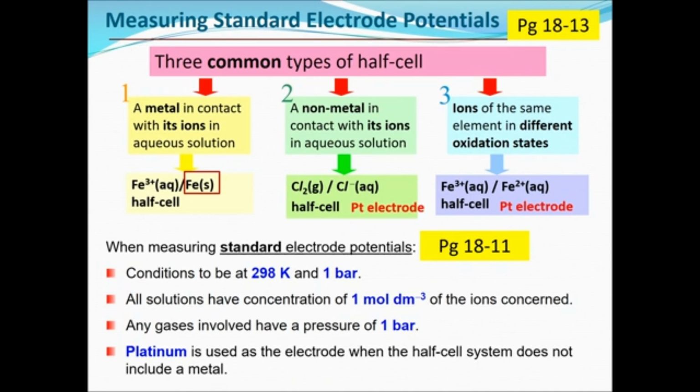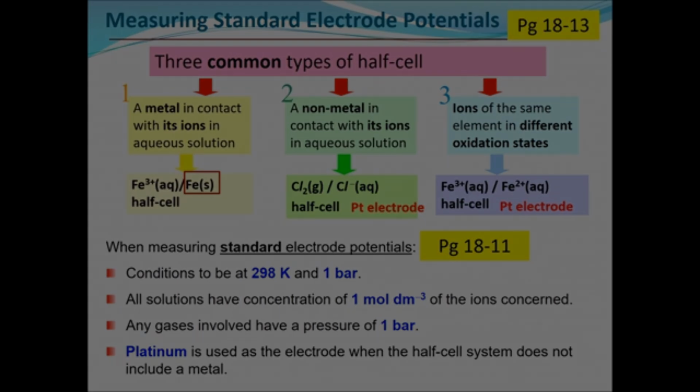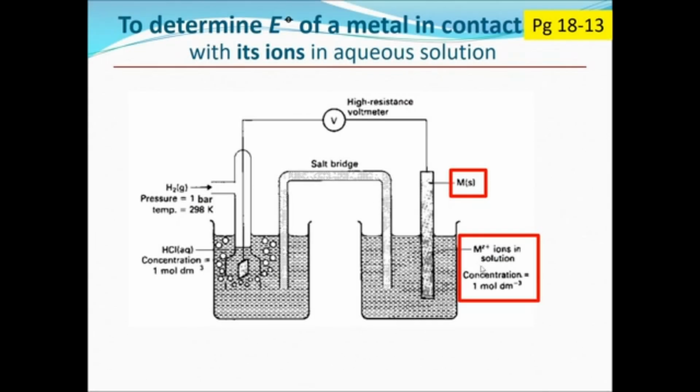Right. So I'll take a pause here, and then we will go on to looking at the first example of metal in contact with its metal ions. Let's now look at the first type of half cell that we can set up for measurement with the standard hydrogen electrode potential, the SHE. Right. So this is a metal and its metal ion half cell.